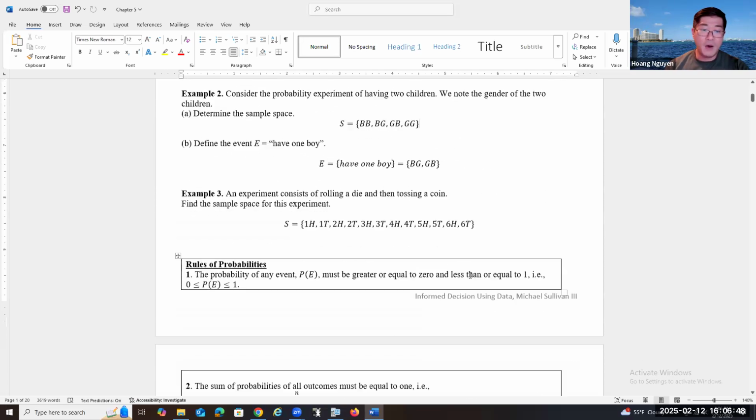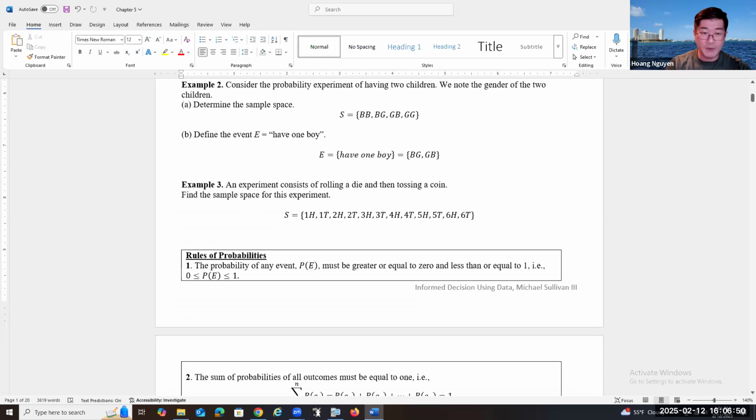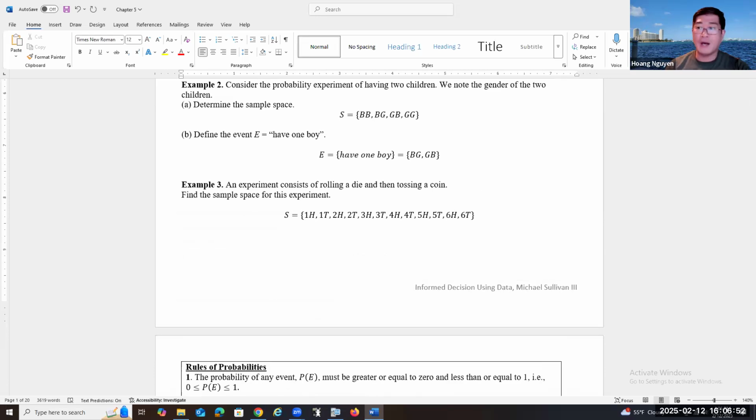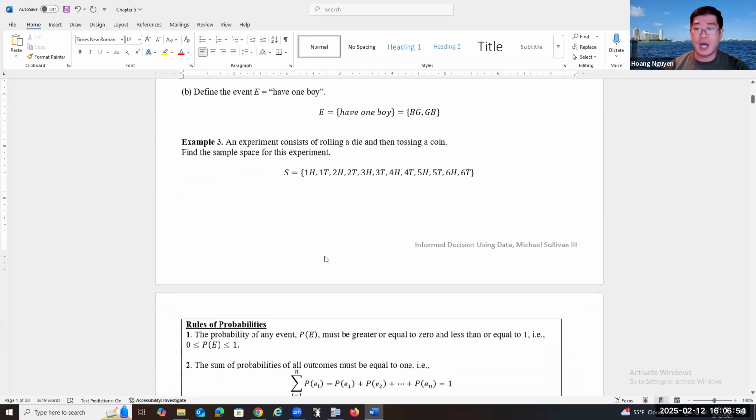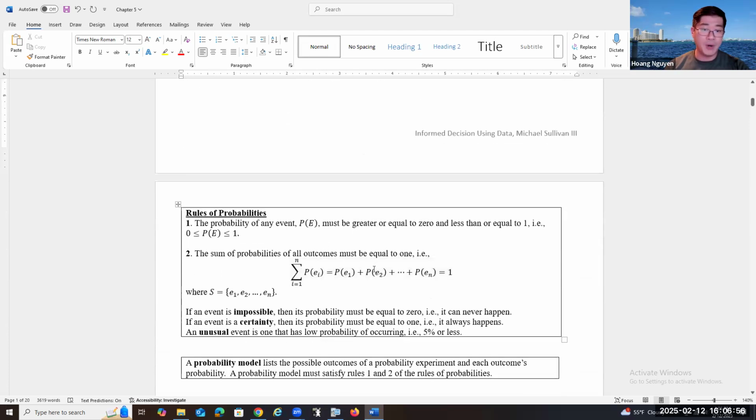Okay. Now we're going to take a look at the rules for the calculation of probability. So what are the rules for the calculation of probability? So the rules of probability. So the probability of any event, yeah. So rule number one, the probability of any event, we're going to use this notation P(E). So P(E) is the probability of event E.